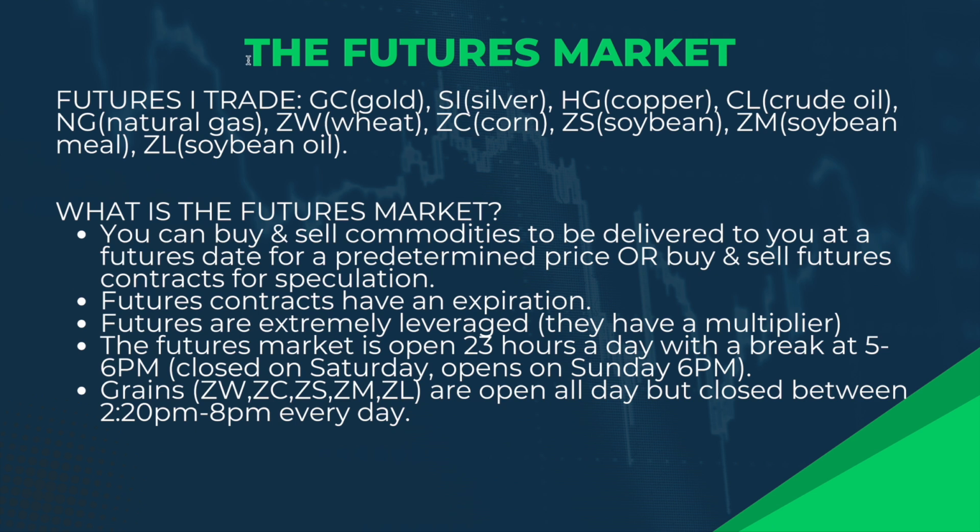Now, the only futures that I trade, and there are a couple more that are pretty liquid, they have quite good liquidity, but these are pretty much all of them: gold, silver, copper, crude oil, natural gas. Then we have the grains: wheat, corn, soybean meal, and soybean oil. And these are the tickers for each and every product. From here, we also need to know that futures contracts have an expiration date, and I will go over it in just a second.